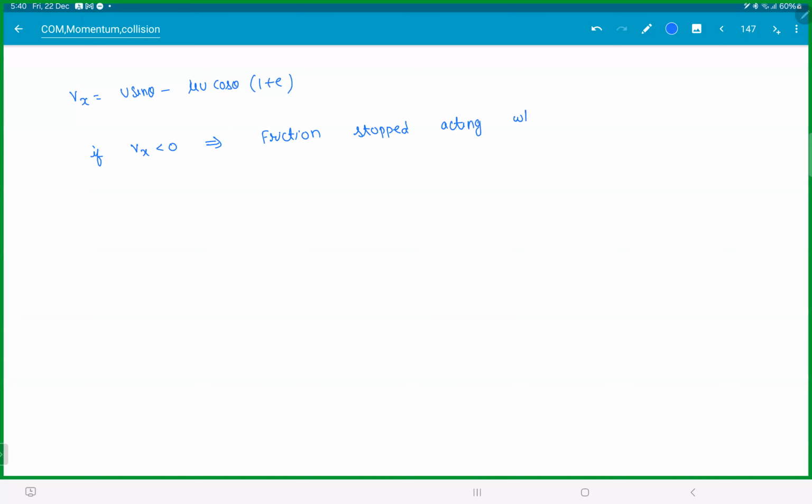Friction stopped acting when Vx became equal. Tell me one thing: why is friction acting in the first place? Because there's a horizontal velocity. The friction is trying to stop that, isn't it? But if Vx becomes 0, why should the friction act?